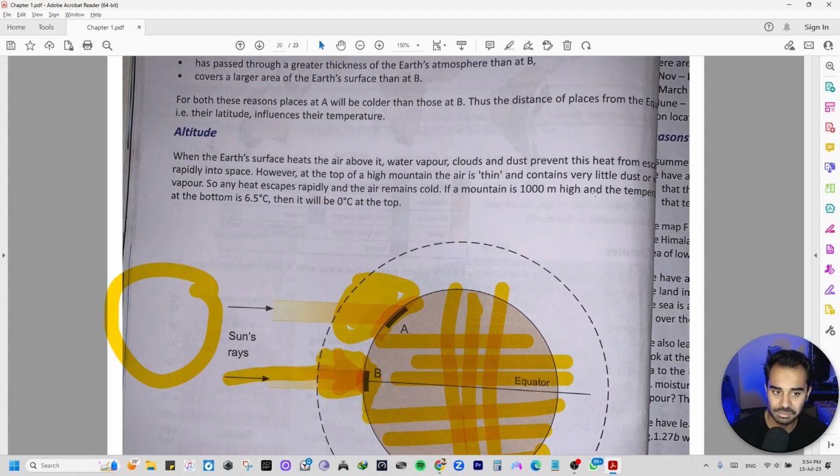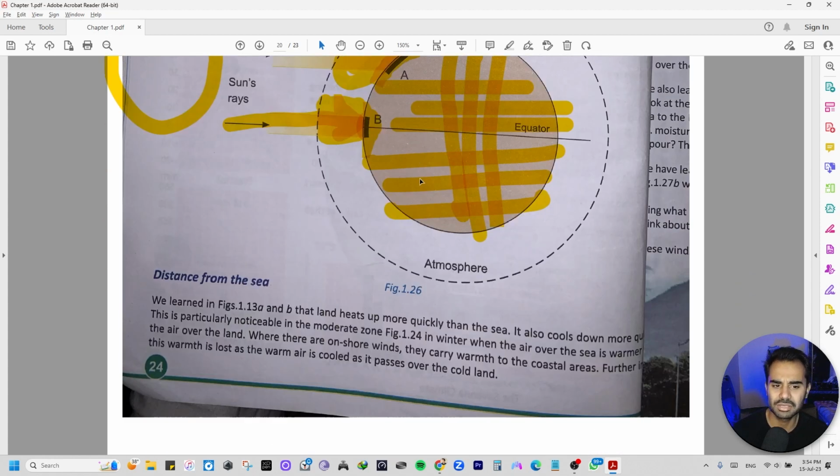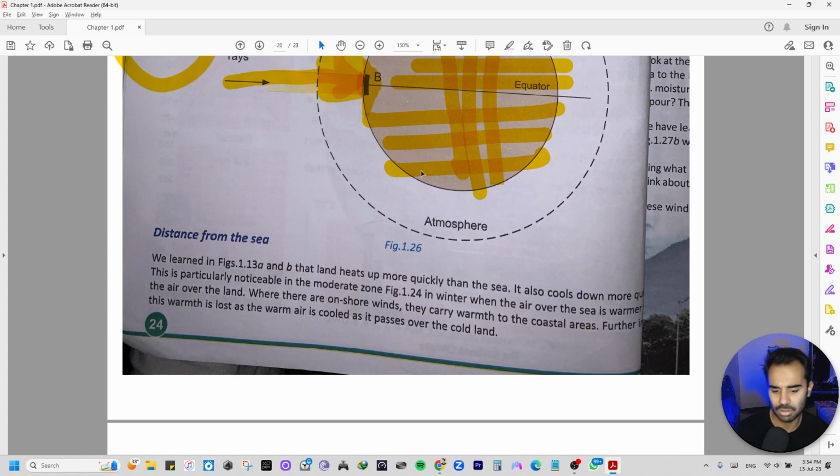If the mountain is 1,000 meters high, the temperature at the bottom is 6.5 degrees Celsius, and at the top it will be 0 degrees Celsius. It's a situation that many of us have experienced, well, not all, but those who have traveled to the northern areas. The higher you go, the lower the temperature gets. It gets cooler at the same time.